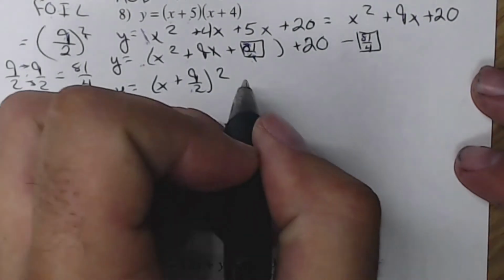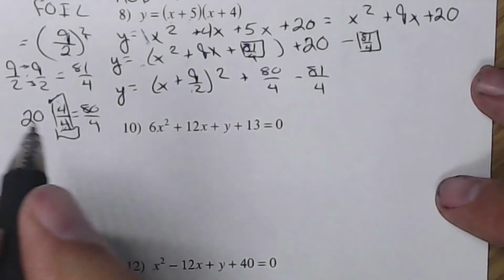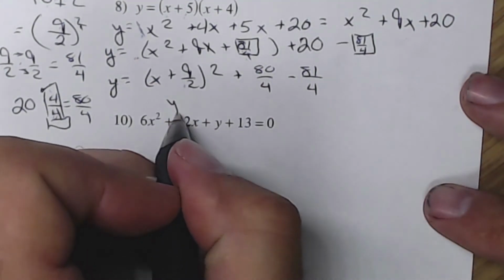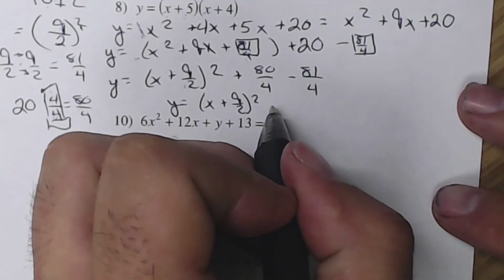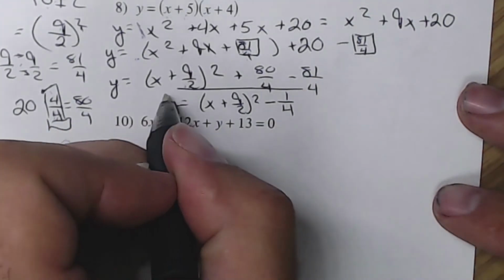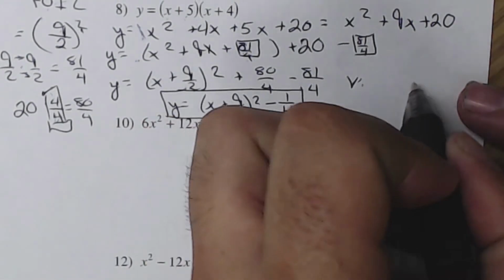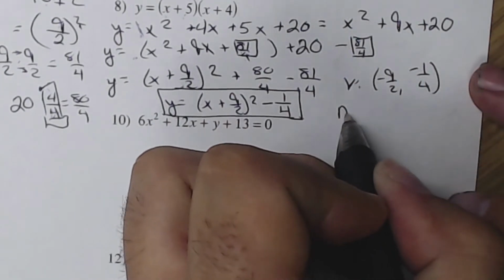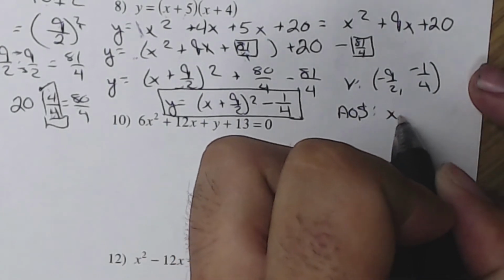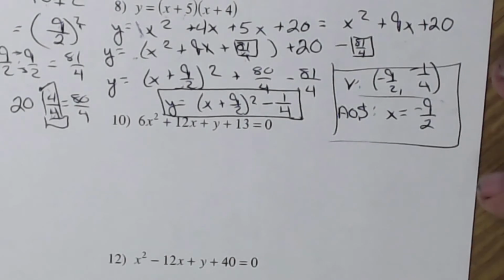So I have plus 80 fourths minus 81 fourths. So my final answer is y equals x plus 9 halves squared minus 1/4. Yep, there it is. And my vertex, negative 9 halves, negative 1/4. Axis of symmetry is x equals negative 9 halves. Oh, I should shade both these, or box both of those. Perfect. Another one bites the dust.